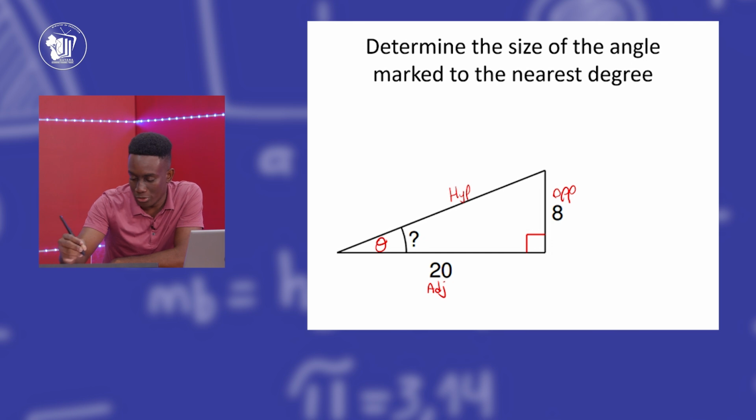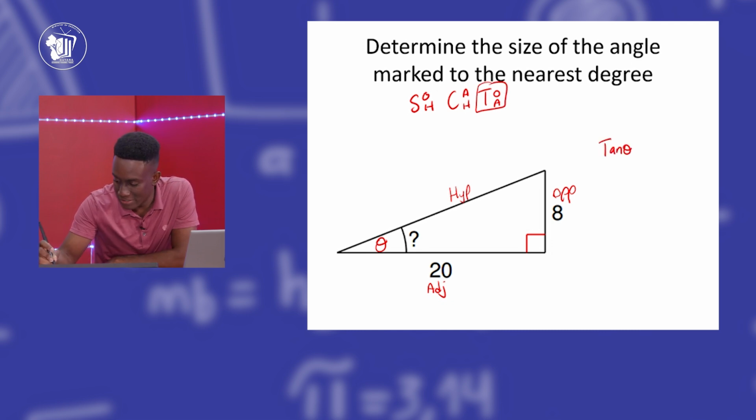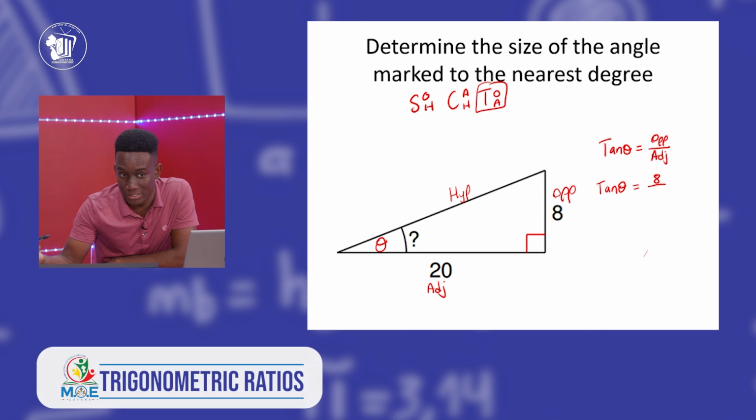So let's put down our ratios. Some Old Horses Can Always Hear Their Owners Approach. So we see we are given the opposite and the adjacent. So once again, we use the tan ratio. So this will be tan theta is equal to the opposite over the adjacent. So tan theta will be the opposite here, which is 8, over the adjacent, which is 20.